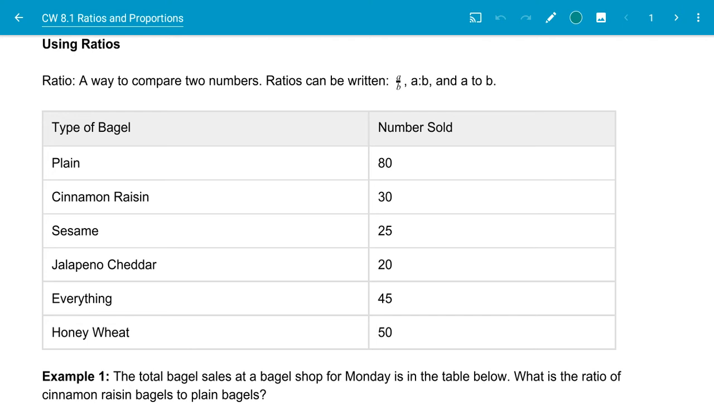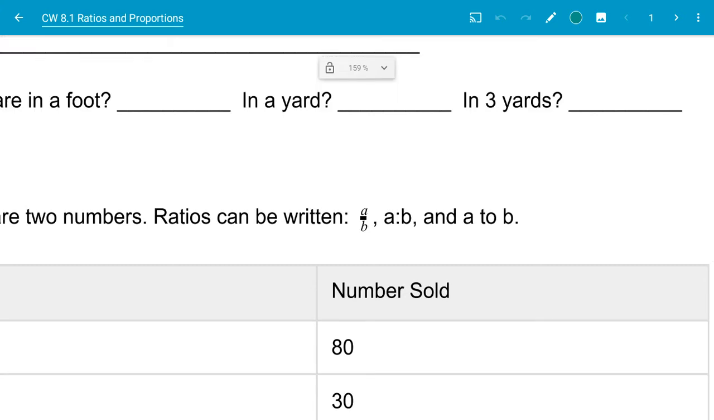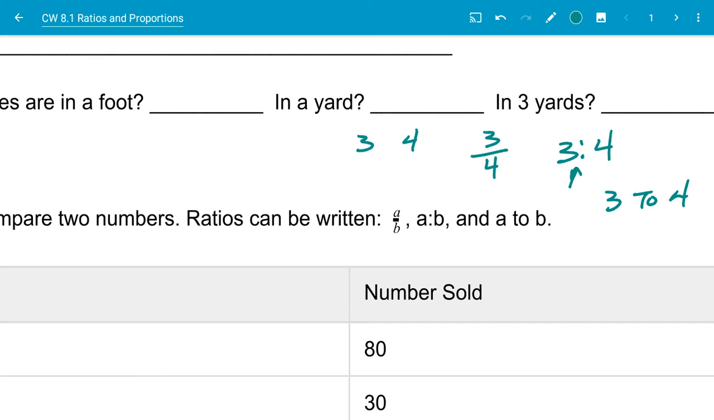So we're talking about ratios here, and it's just a way to compare two numbers. They can be written in different ways. If I take two numbers, like 3 and 4, I can write the ratio as 3 over 4, or 3 to 4, or 3:4 this way. Even though this is a colon, when we say it out, we don't say 3:4, we just say 3 to 4. But really, it's just a way of comparing different numbers.